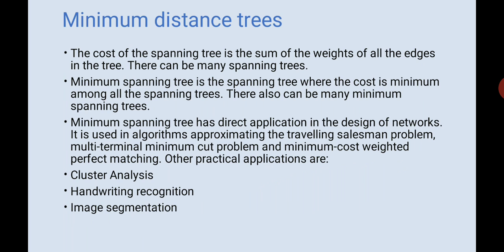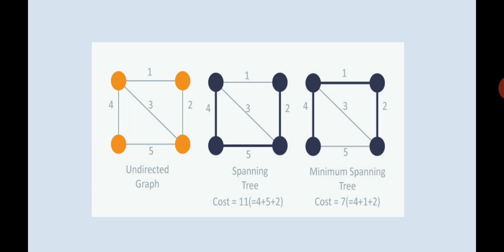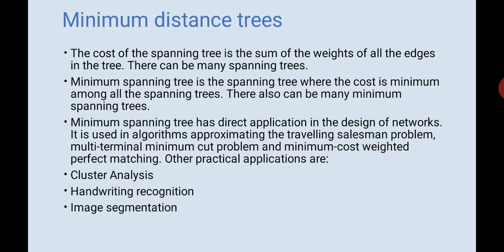There can be many spanning trees. If there are two ways, and the lowest weight answer is 7, and there are two that give it, then there can be two minimum spanning trees, right? So a minimum spanning tree has direct application in the design of networks. It is used in algorithms approximating the traveling salesman problem, the multi-terminal minimum cut problem, minimum cost weighted perfect matching, and other applications include cluster analysis, handwritten recognition and image segmentation, right?